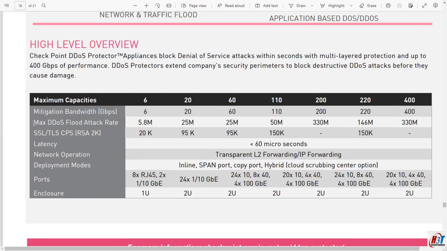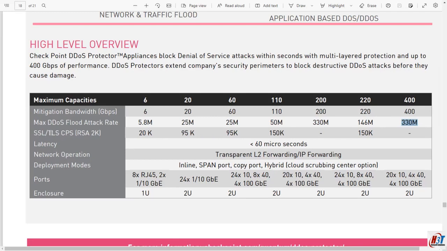Okay, now if you look at the max DDoS flood attack rates, this can have around 5.8 million attacks that it can handle, right? Flood attacks on the model 6, and then this is 25 million on both 60 and 20 model, and then this is 50 million on 110 model and 30 million on the 200 model. 220 can handle up to 146 million attacks, and then you have the 330 on the 400 model.